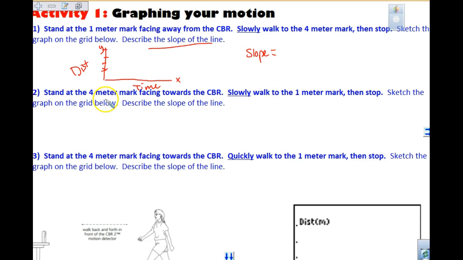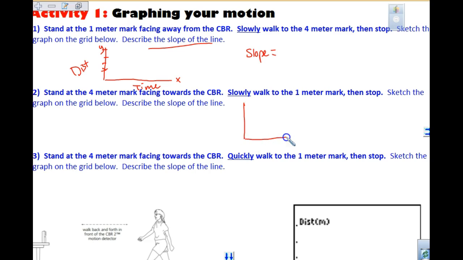Then in question 2, we're going to have a few people try this as we are doing it. The next one is we're going to have someone standing at the 4 meter mark, so kind of way over here, they'll be standing this far away. And they'll slowly walk all the way up to the 1 meter mark and stop. So again, we're going to sketch that graph. What is our graph going to look like?